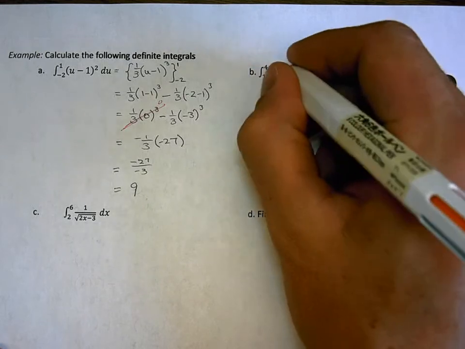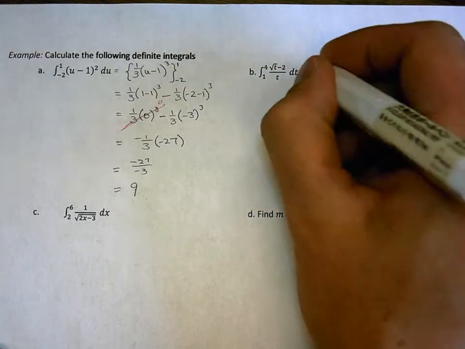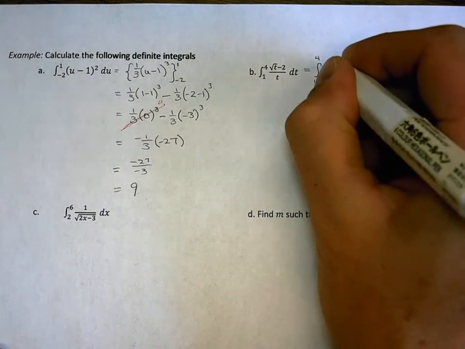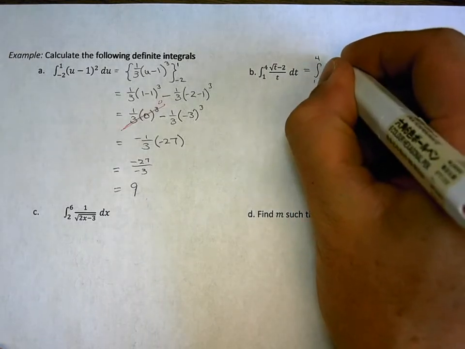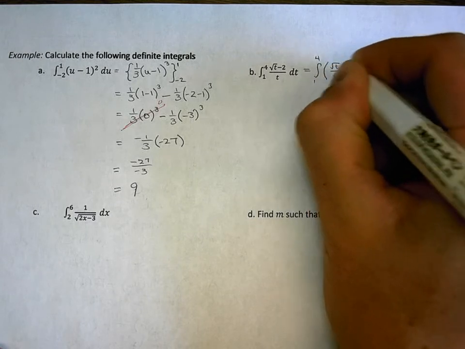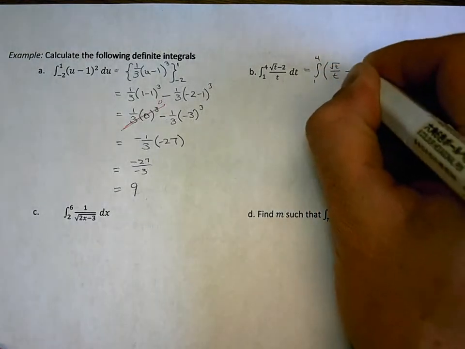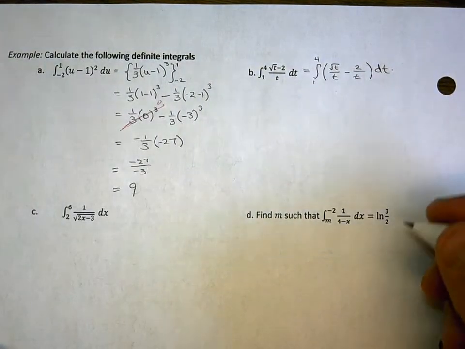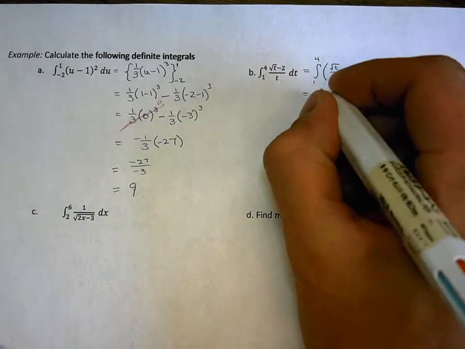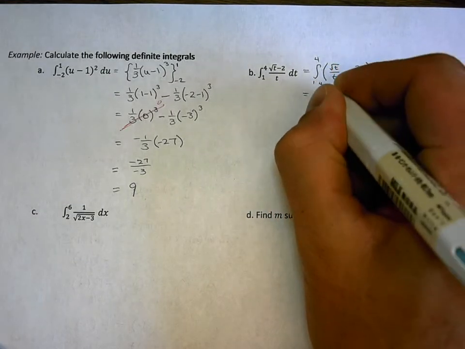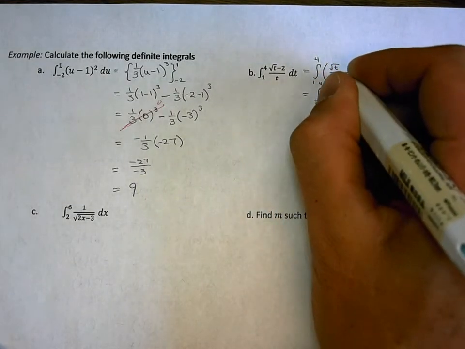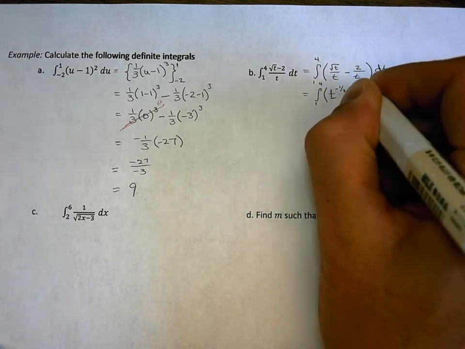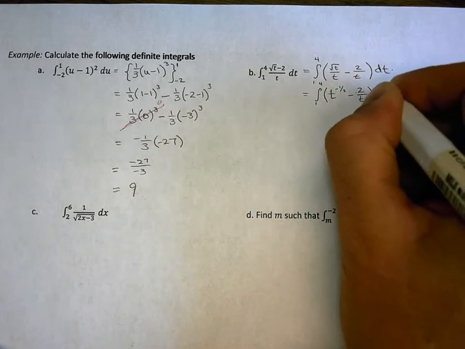Now, I can't take the integral of this. It's hard because it has a quotient rule involved. I'm going to rewrite it so it's something a little easier. How about the square root of t over t minus 2 over t. I'm going to split it up. Same denominator. And then actually I can even simplify it a bit more. I end up with t to the half minus 1. So this is t to the negative half minus 2 over t dt.